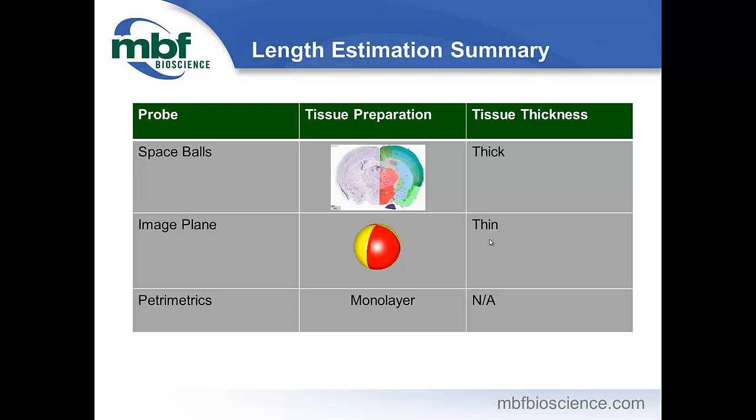Should we summarize length estimation? Remember that complicated tree? We want to boil that down to just these 3 probes. Yep. So Spaceballs is an isotropic probe that is used in thick tissue, and that tissue can be prepared or sectioned in any orientation that you prefer. If you have thin tissue, then you're going to be restricted to processing that tissue in an isotropic manner in order to be able to use an image plane as your probe. And then finally, if you have a monolayer, our recommended option would be to use petrometrics. Like if you're at the bottom of a petri dish, that's why it's called petrometrics.